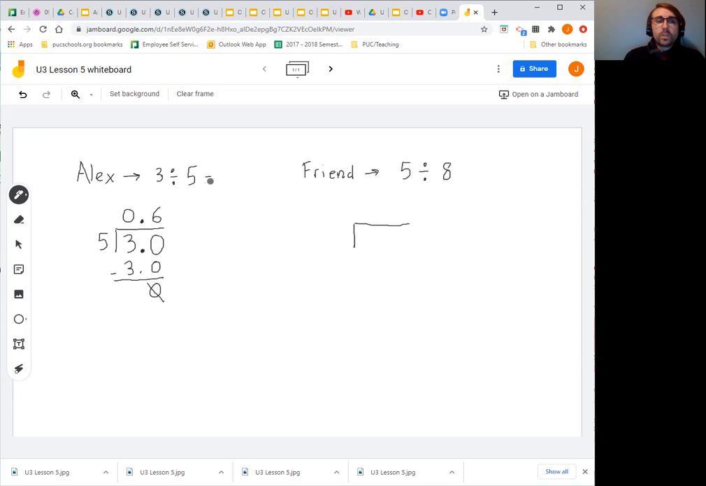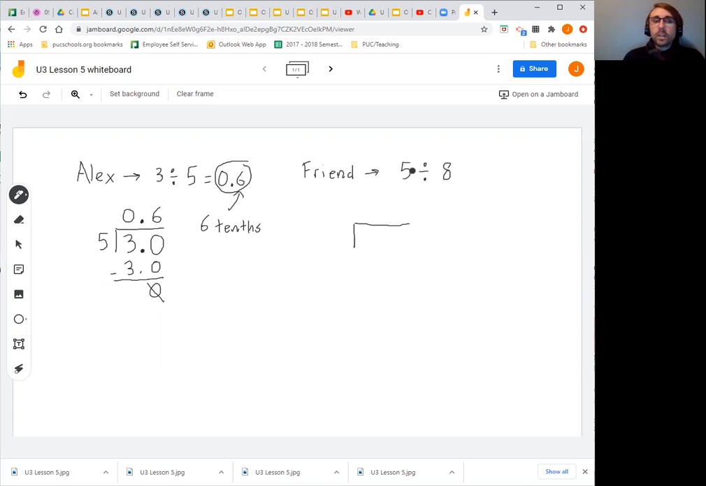And so this is equal to 0.6, better read as 6/10, because 6 is in the tenths place. Tenths place means that you need 10 of those size pieces to get back to a whole. So 6/10 is our answer for Alex.